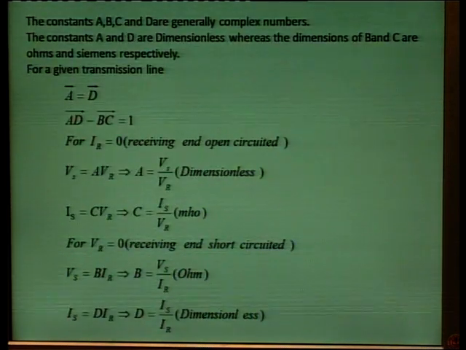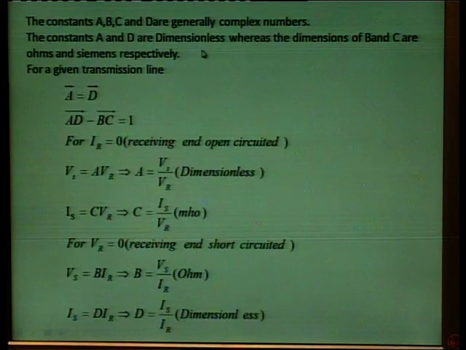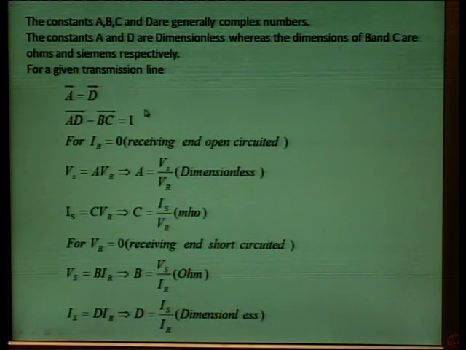Now there are some values that we can show: A and D are dimensionless quantities, and B is shown as the ohm value. The derivation is as shown in the slide. ABCD constants are generally complex numbers, and A and D are dimensionless. B and C have units of ohms and siemens respectively. Now from the derivation point of view, we can see the slide.